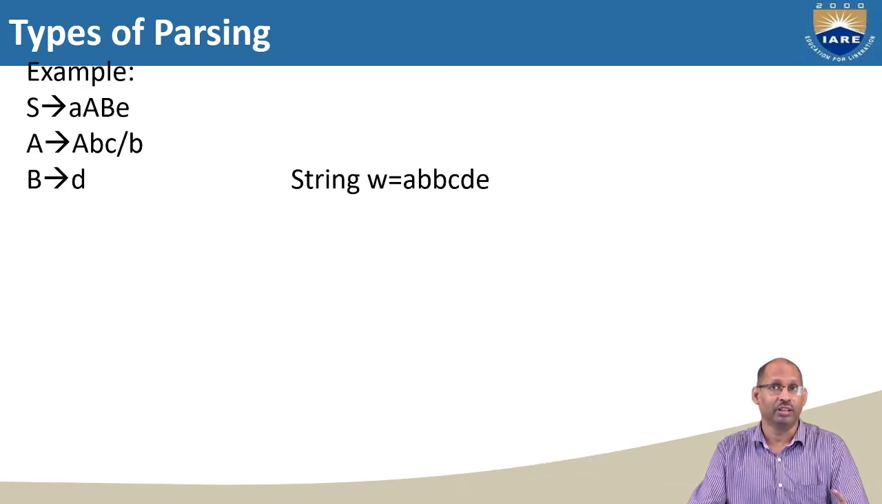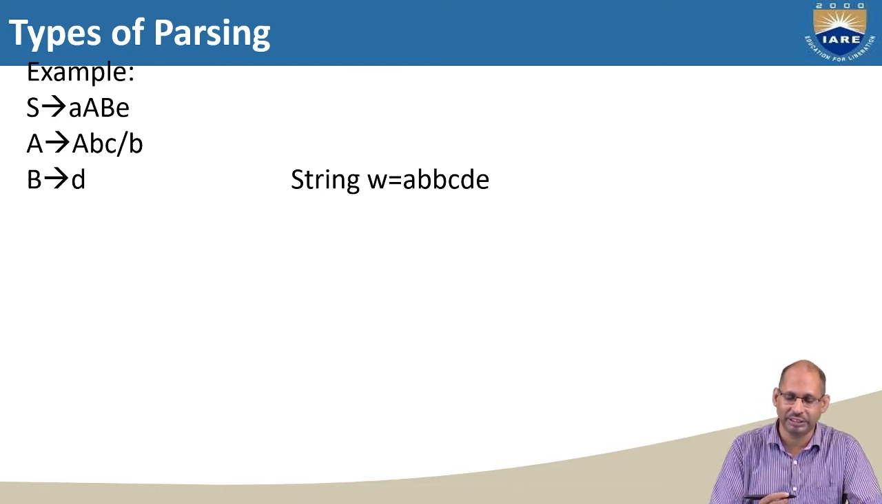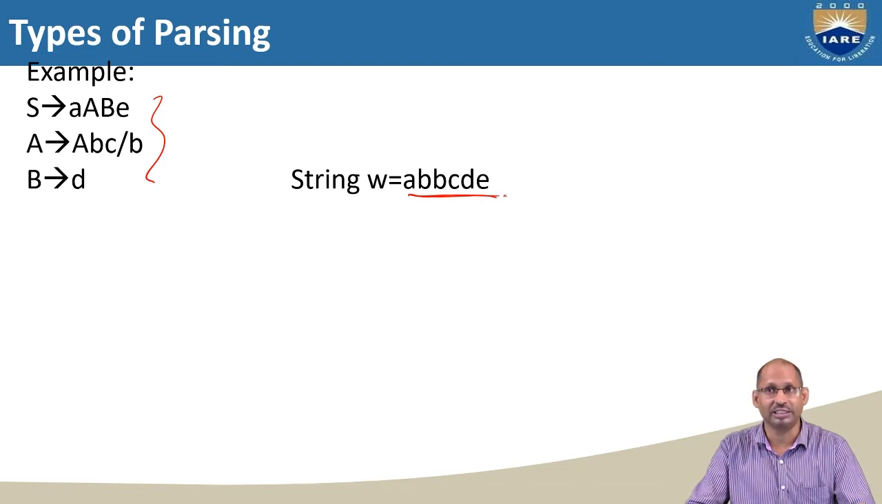Now we are considering one example, to discuss what is top-down and what is bottom-up. Here these are the grammar productions that are given. Now we want to derive this string. So we'll discuss what the top-down parsing method is.